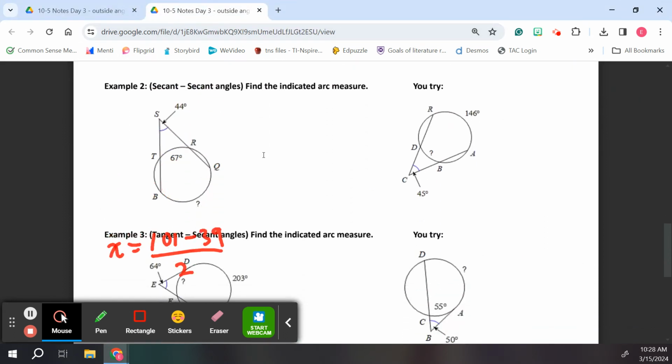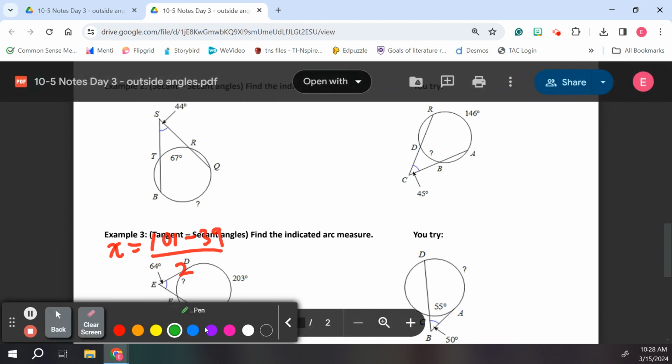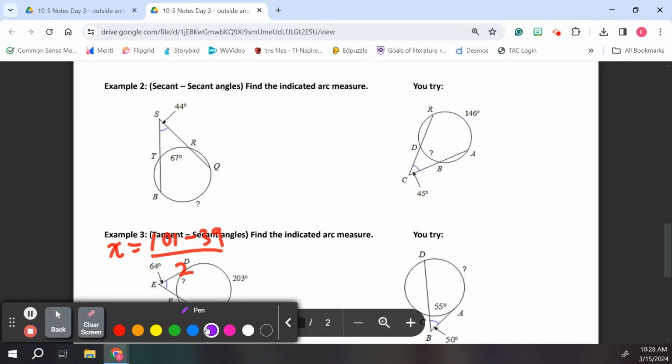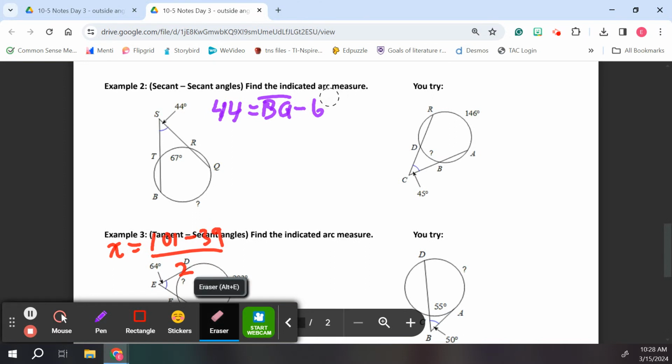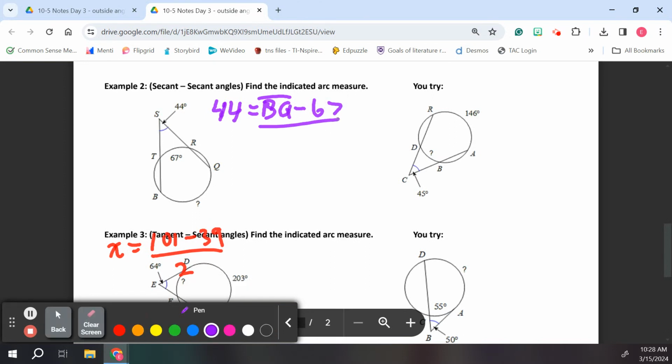All right, so here we have secant, secant. If we're given the angle and they want us to find this missing arc, again, we could just work backwards. So we're going to say that 44 equals, well, this is arc BQ minus 67. Oh gosh, sorry. Divided by 2.